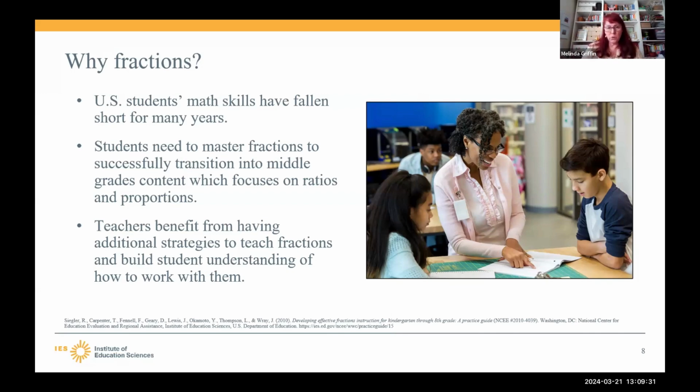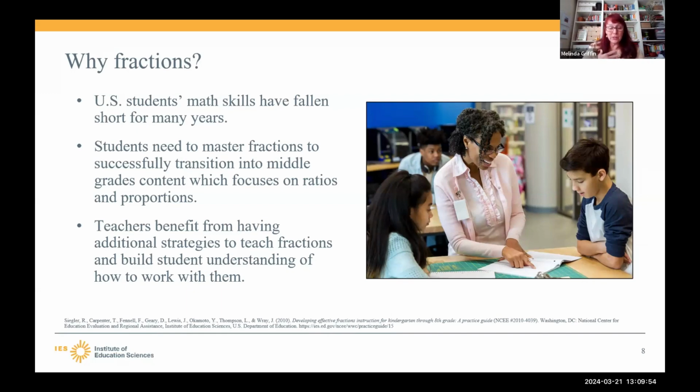When they go to middle school, the focus shifts from fractions to ratios and proportions, but is building upon the fraction knowledge that students develop in elementary school. What I'm telling you now is not new. You all know that students need to master fractions to make that successful transition. You've likely experienced this in your own classroom in working with students.